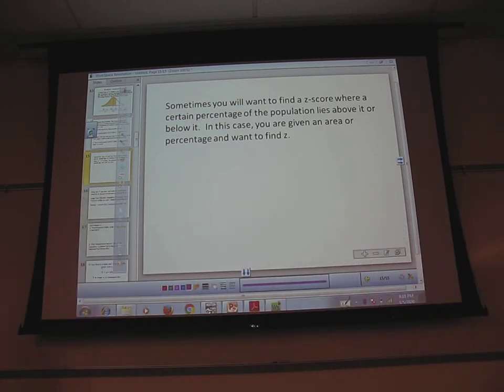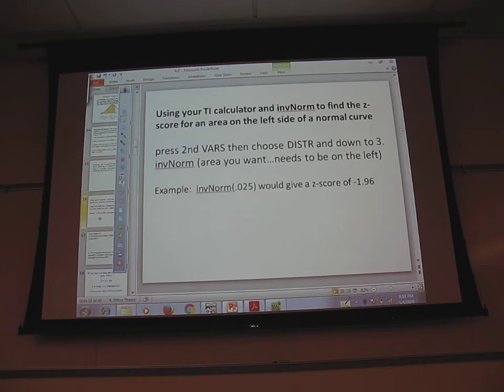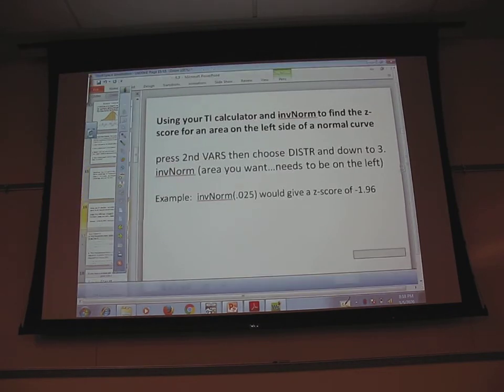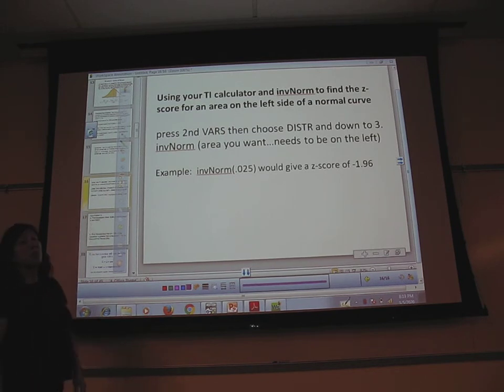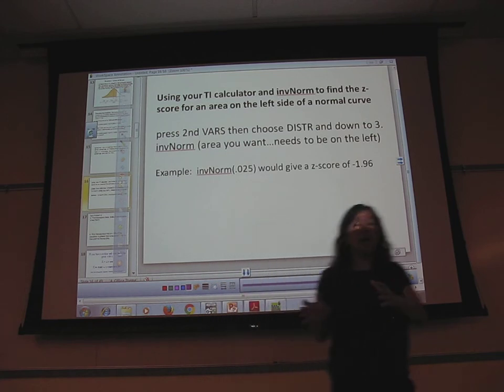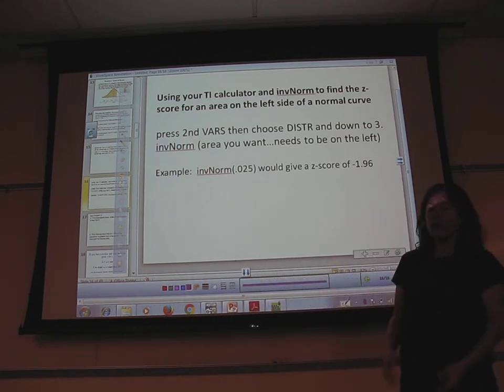So let's take a look and see if we can sort out how that works. How does it work, or what should you do? We're going to use your TI calculator's inverse norm, because inverse norm is the inverse of normal CDF. It undoes it. How do you get there? Second VARS, and it's right below normal CDF, the third one down, inverse norm. And then you feed it the area to the left of the z-score you want.